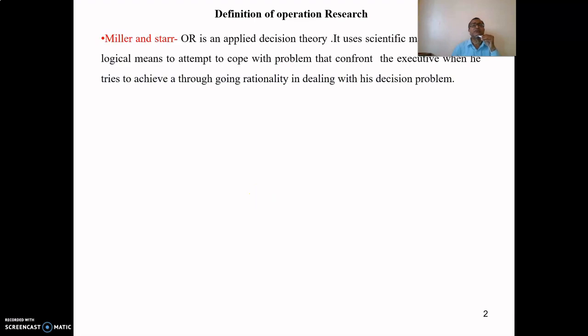Definition of operations research. There are a lot of different definitions, and application-wise, different researchers or authors have written different definitions. According to Miller and Starr, operations research is applied decision theory. It uses scientific, mathematical, or logical means to attempt to cope with problems that confront the executive when he tries to achieve a thoroughgoing rationality in dealing with his decision problem.